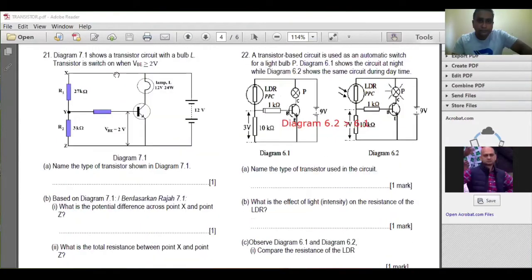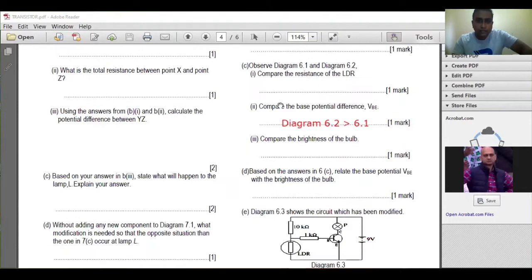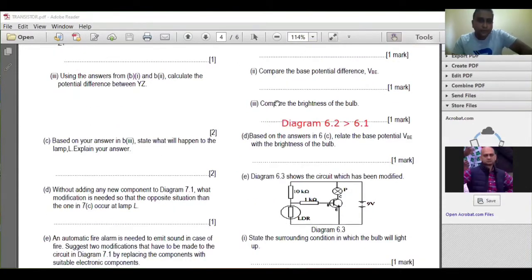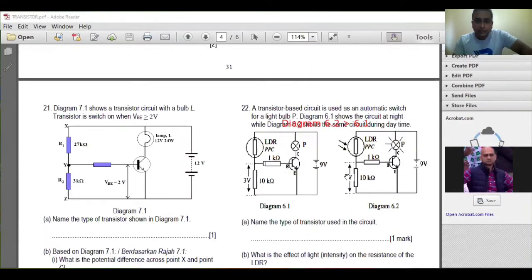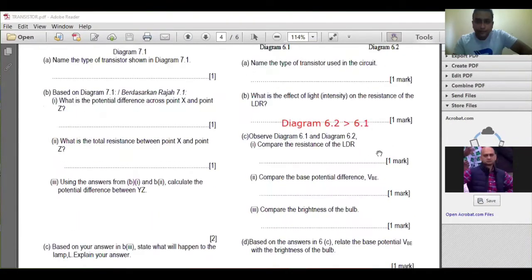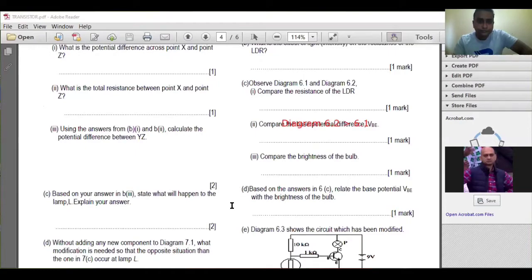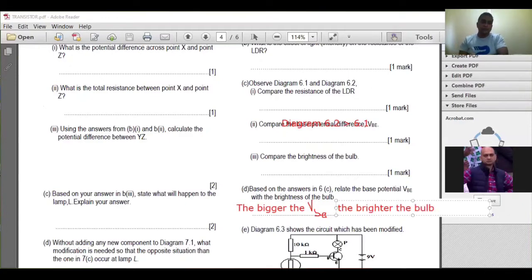Now compare the brightness of the bulb. Here got bright, here no. So diagram 6.2 greater than 6.1. Then they ask you to relate the base potential difference and the brightness. So you can see that the higher the base potential difference, the more the brightness. So the bigger the VBE, the brighter the bulb.